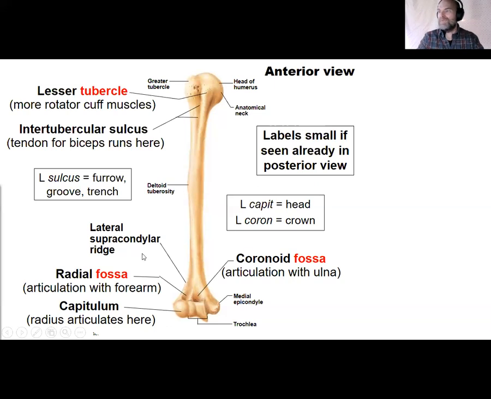Let's see here. We've got the two flat areas on the front of your humerus here, the coronoid fossa and the radial fossa. And then we have the capitulum, which is on the lateral side here, and it's this very rounded area just adjacent to the trochlea, which I mentioned earlier. So a lot of features here.